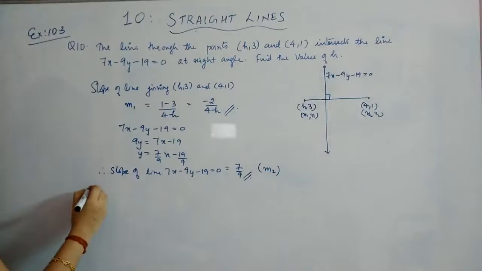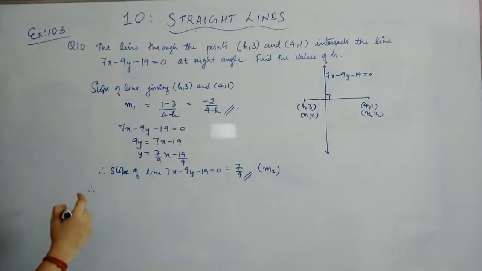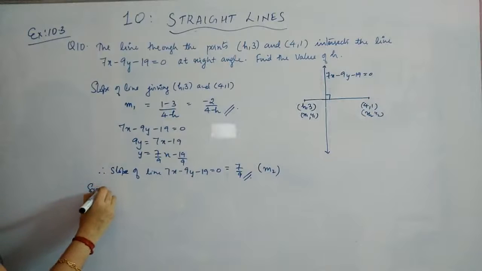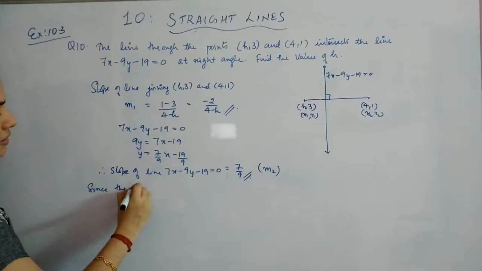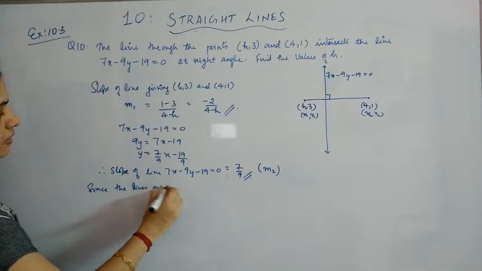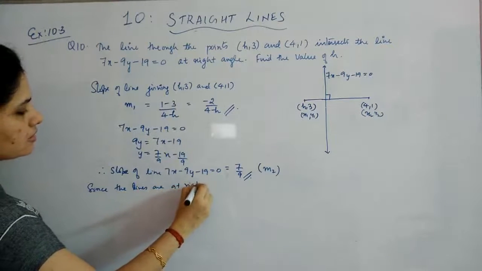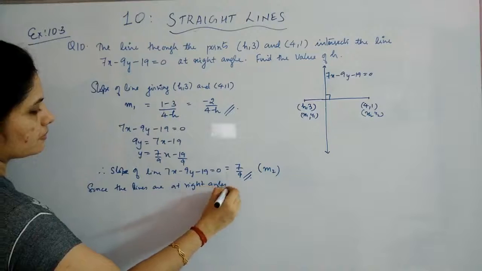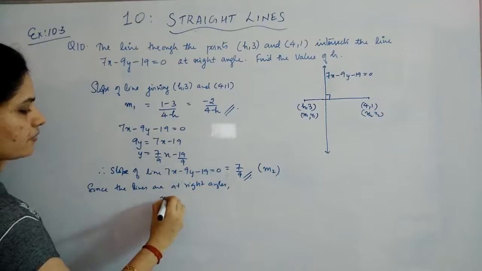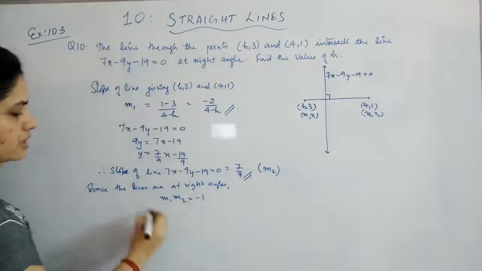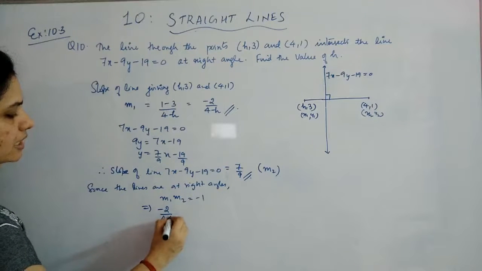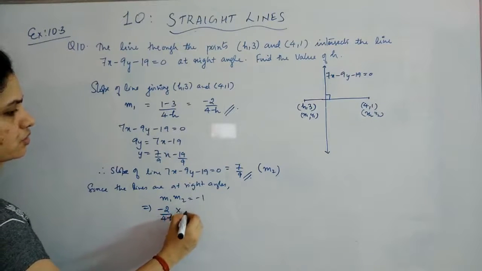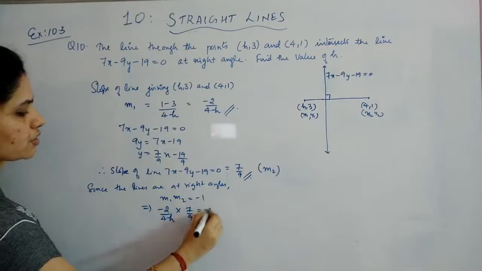Okay, therefore, since the lines are at right angles, you will get m1 m2 is equal to minus 1. That is, what is m1? Minus 2 by 4 minus h into 7 by 9 is equal to minus 1.